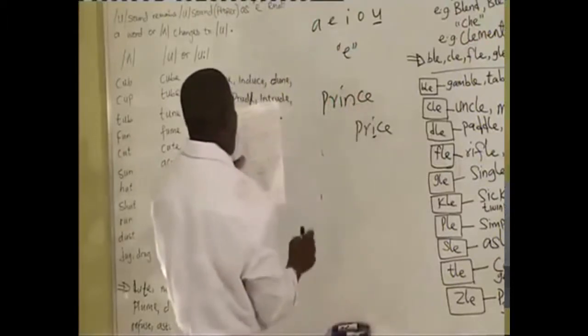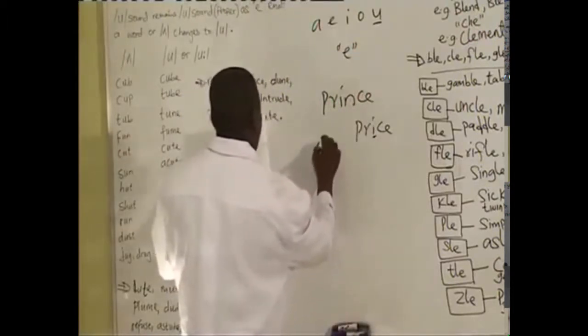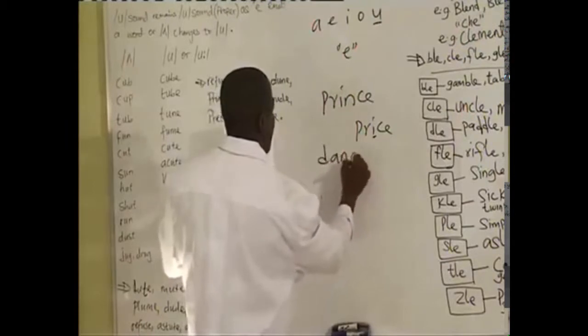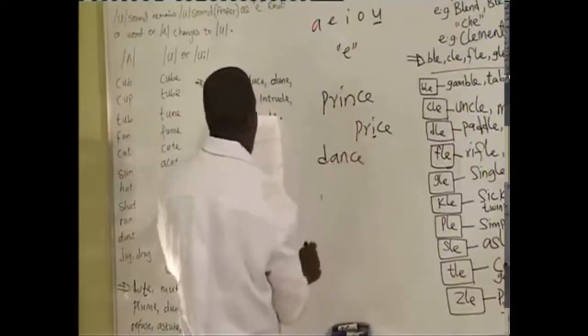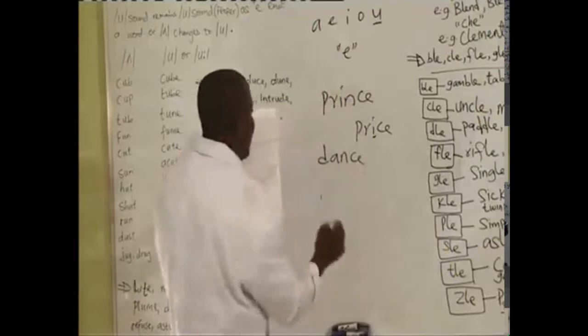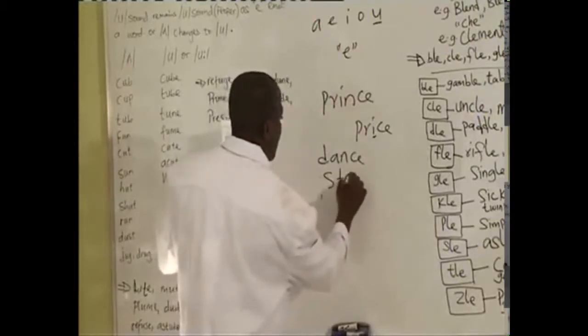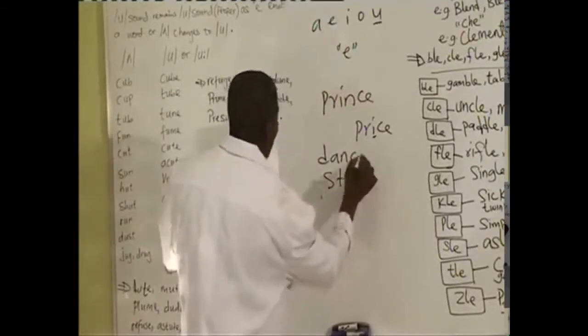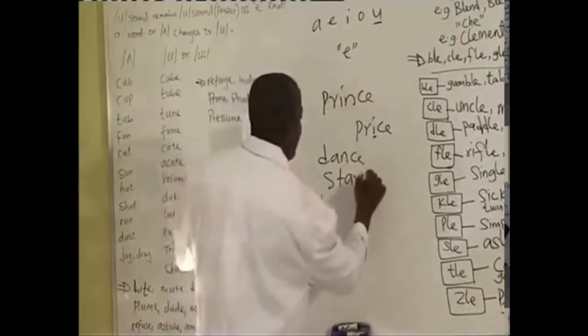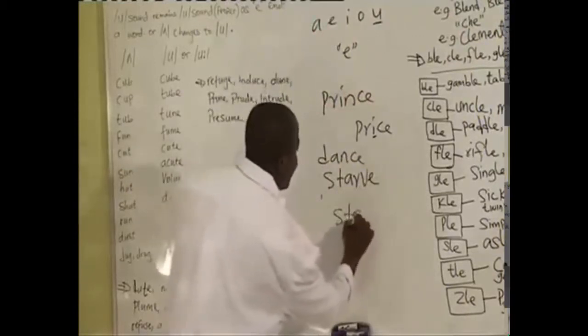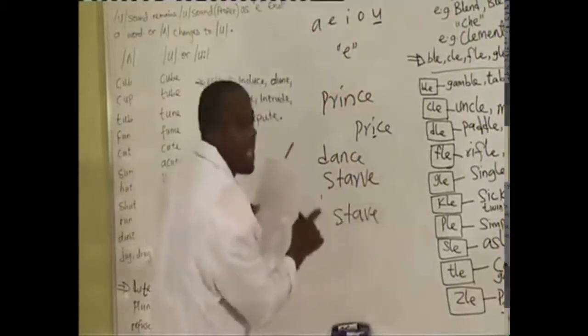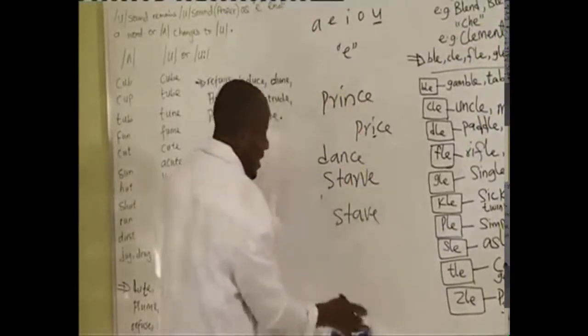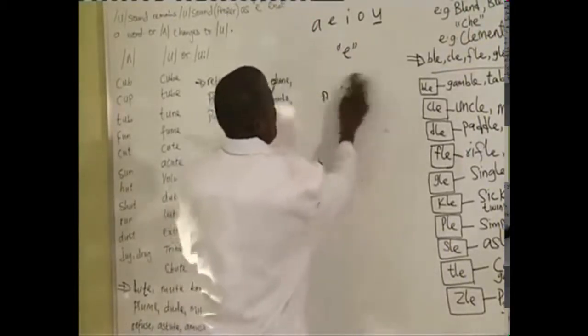Look at dance. Spell dance for me. D-A-N-C-E. Call it dance. Spell staff. S-T-A-F-F. Before what? V-E. Because if you spell it like this, this is called what? Stave. Is it clear? Yes. Thank you. So that is where we'll stop this one now.